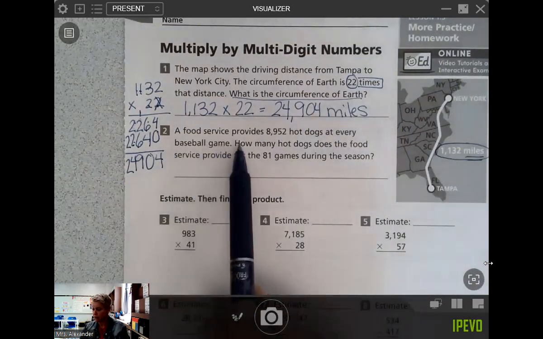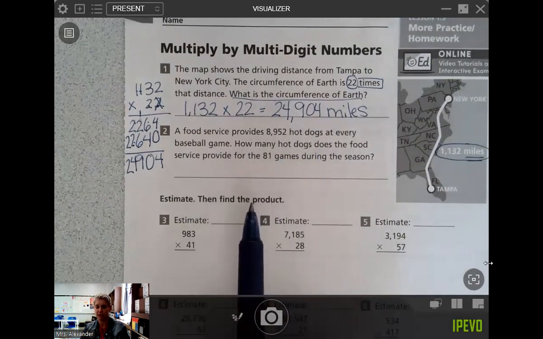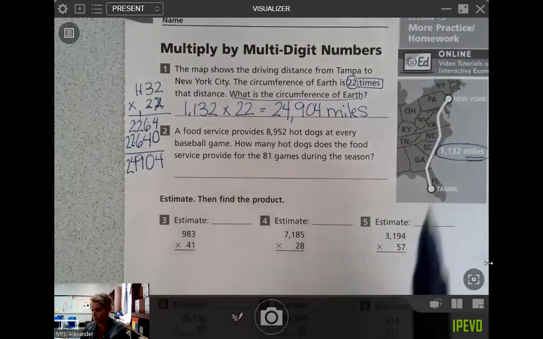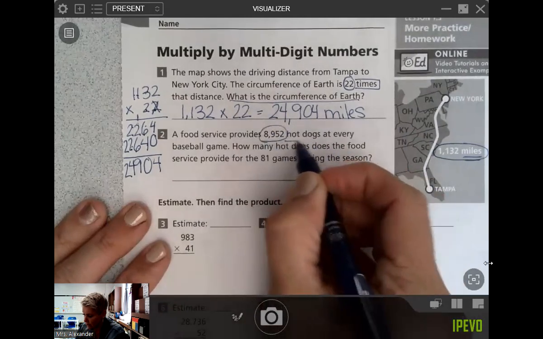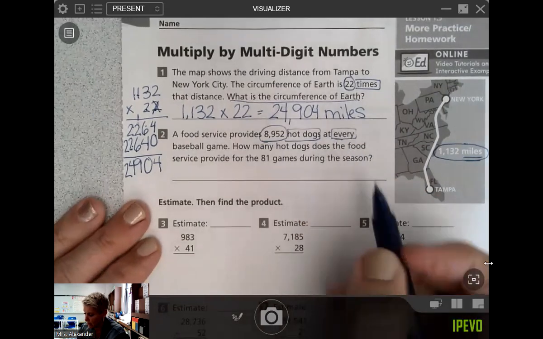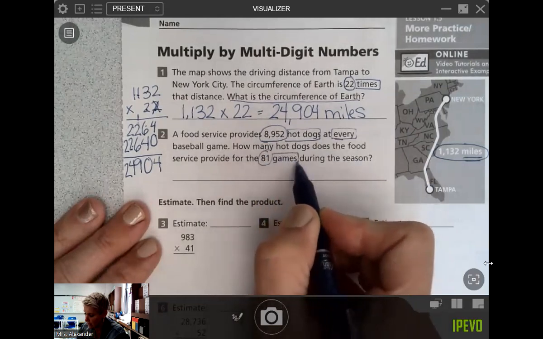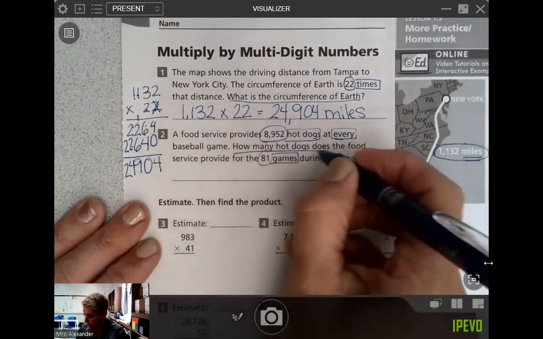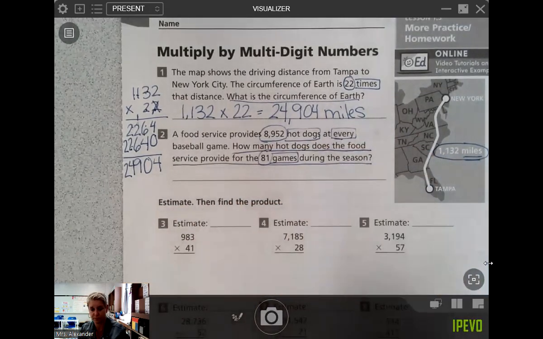A food service provides 8,952 hot dogs at every baseball game. My favorite baseball snack. How many hot dogs does the food service provide for the 81 games during the season? Let's find our values. We have 8,952 hot dogs. Every baseball game. That's important that it's every game. How many hot dogs does the food service provide for 81 games? And so that is also our question right there with some of our values within the question.